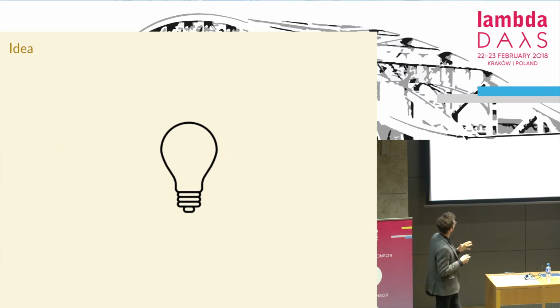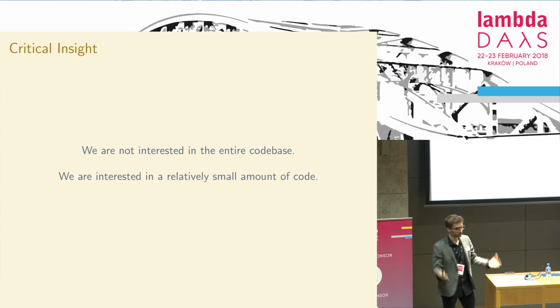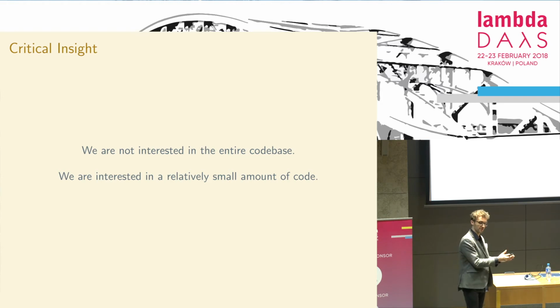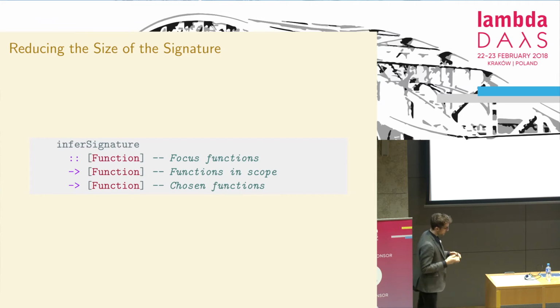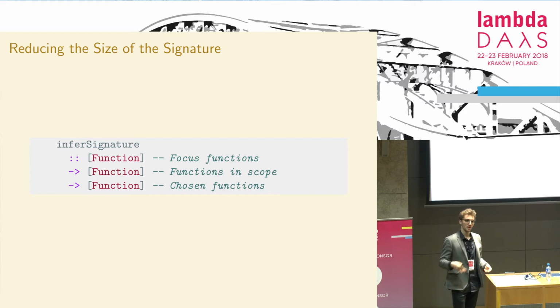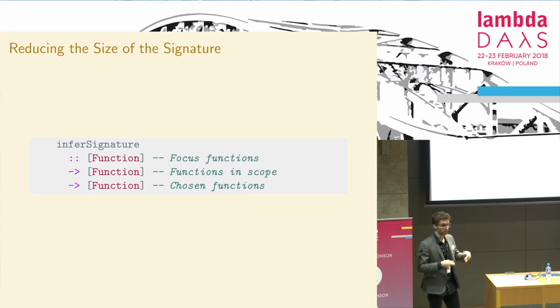Now, the big idea we had is that we're usually not interested in all of the properties of your entire code base. You're usually interested in the last function you wrote because that's the one you are going to want to test. Or maybe you just want to specify one of the functions you're interested in. But it's usually not all of the properties of all of your code, just the properties that are relevant to this one function. So the idea is to make a smaller signature from the functions that are in scope by choosing only the functions that are relevant to the function we're interested in, and then running QuickSpec on that.